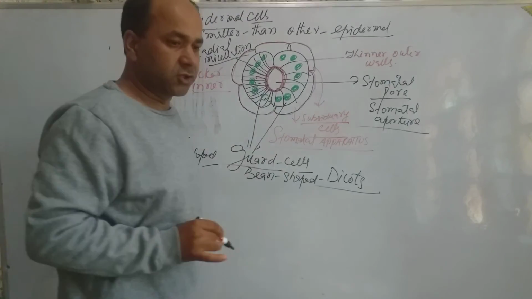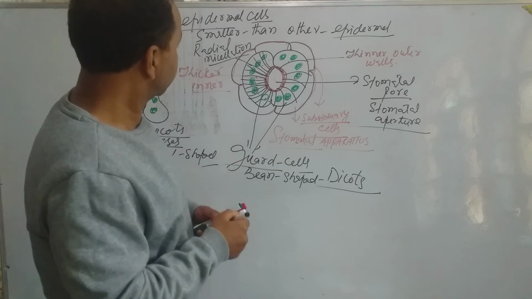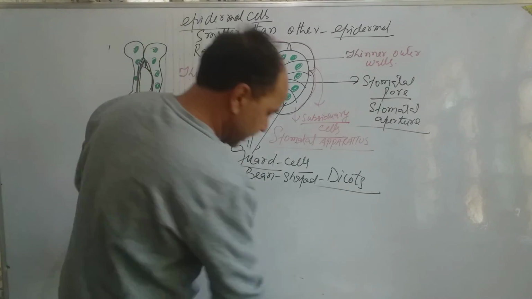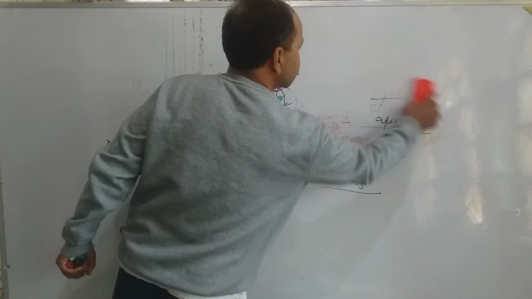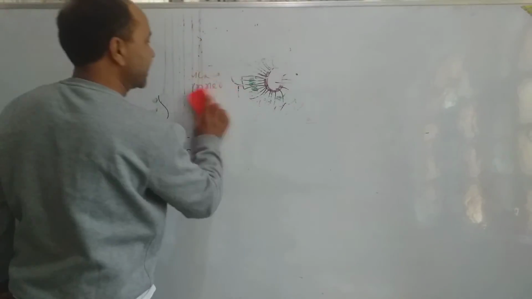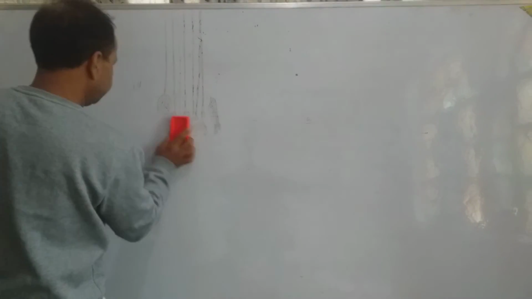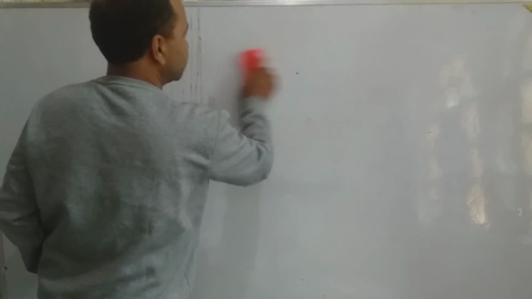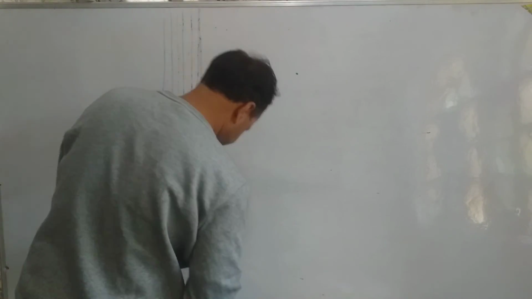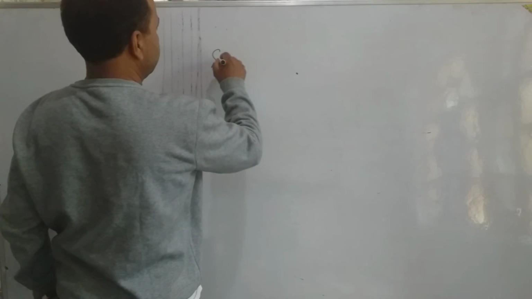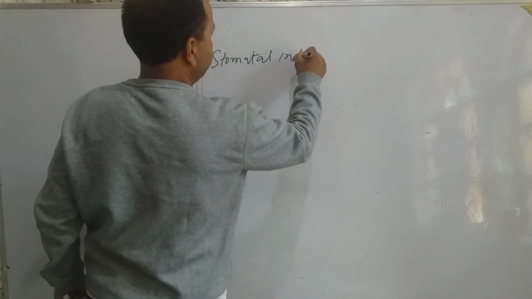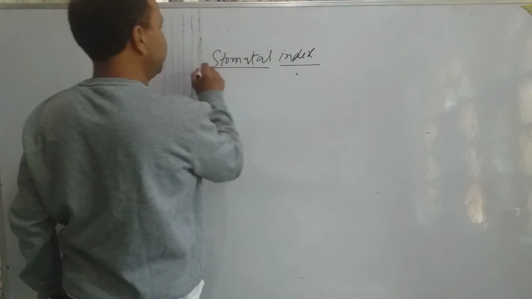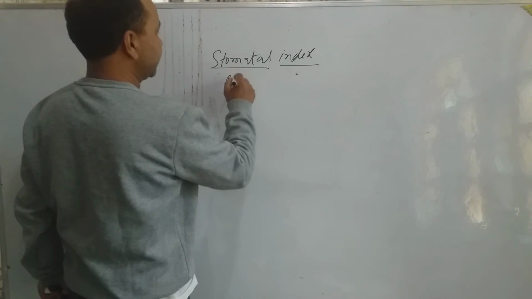This was all associated with the stomatal apparatus. Another important aspect here is the stomatal index. This stomatal index will be discussed in the next lecture.